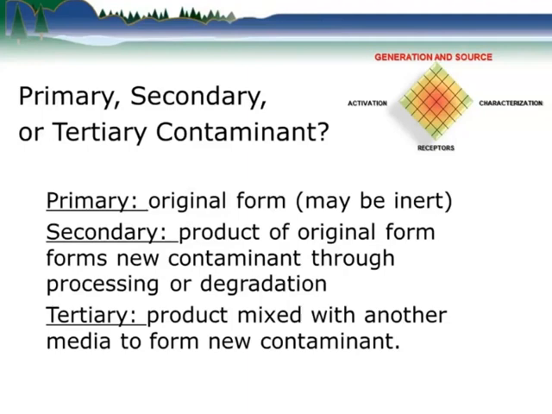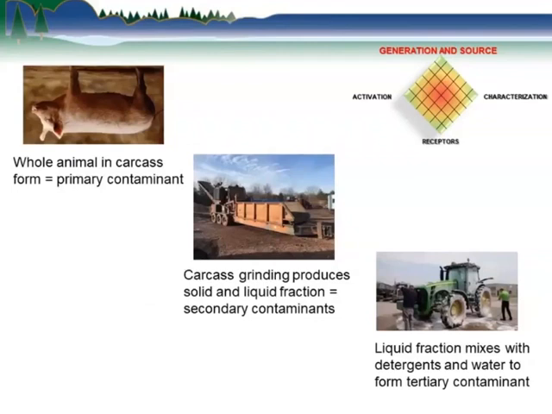So a primary contaminant is going to be those that are readily recognizable when you get on the site. So you walk in, you see your carcasses, you see your manure, you see drums of fuel or hydraulic fluid. They're all going to be primary contaminants. A secondary contaminant is going to be the product of the original form, which is formed through the processing or degradation process. So if you have a carcass that starts to degrade, decompose, then that's going to form a secondary contaminant. A tertiary contaminant is when a product from a secondary contaminant is mixed with another media to form something completely different. And this is illustrated in this particular process.